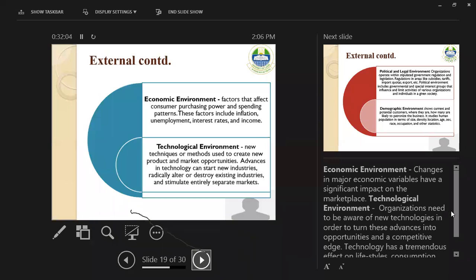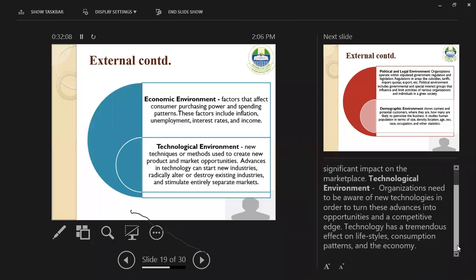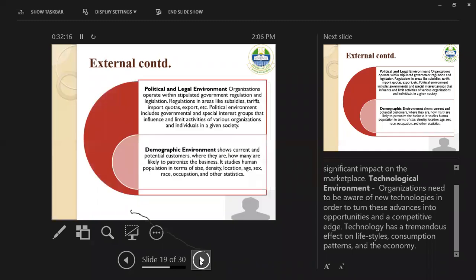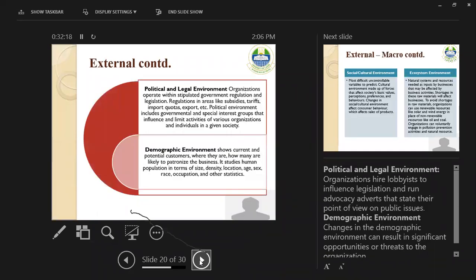So technology has a tremendous impact or effect on lifestyles, consumption patterns, and even the economy. And so every organization is affected by that. It is not controlled. Then when we talk about the political and legal environment, there is no organization in any nation that will operate on its own without the rules and regulations guiding that organization. And we have government always rolling out the regulations and legislations which every organization must follow.